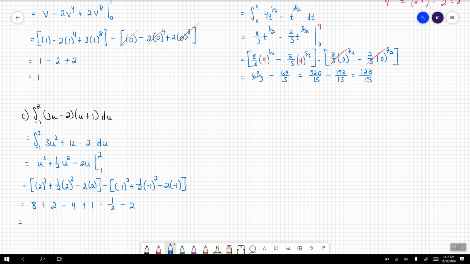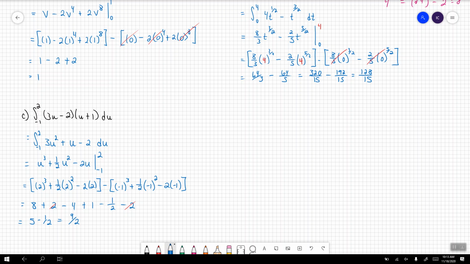So we can go through and combine our like terms. We have 2 minus 2, so these will simplify out, they'll cancel. Then we have 8 minus 4, that's going to be 4 plus 1, that's 5. So we get 5 minus 1/2. But 5 minus 1/2, let's see, multiply that by 2, that's 10. That should get me 9/2.